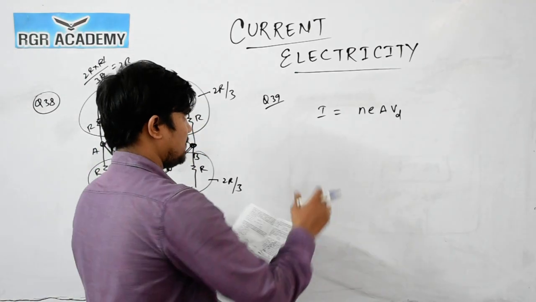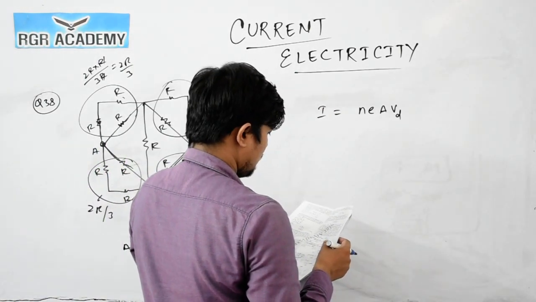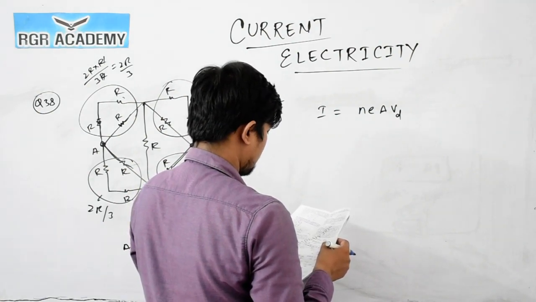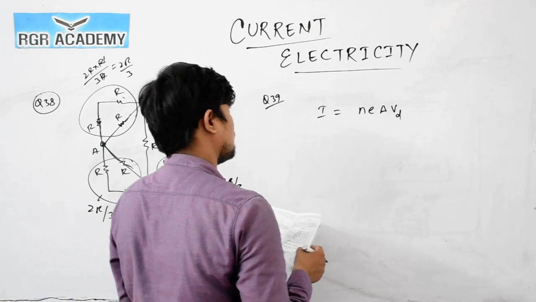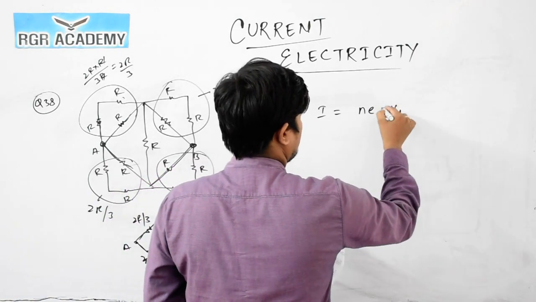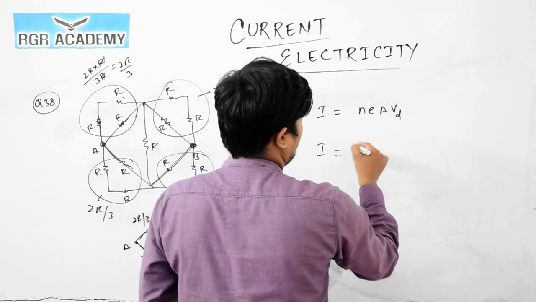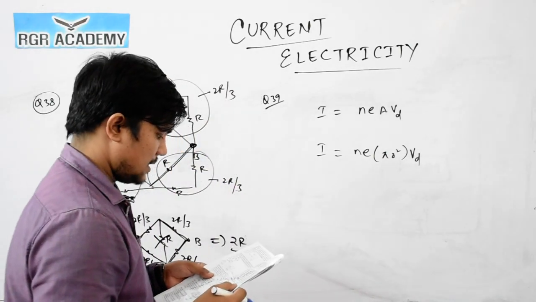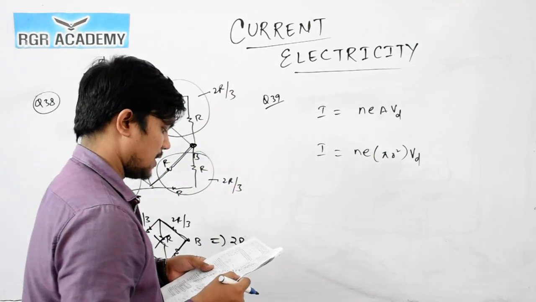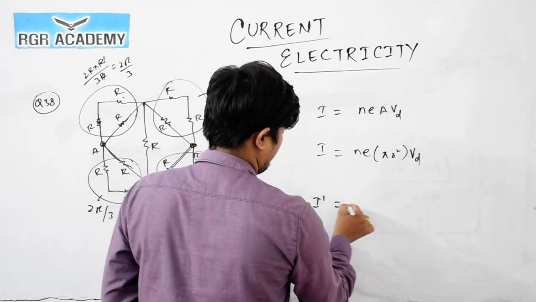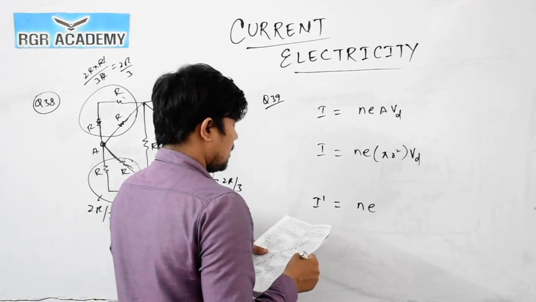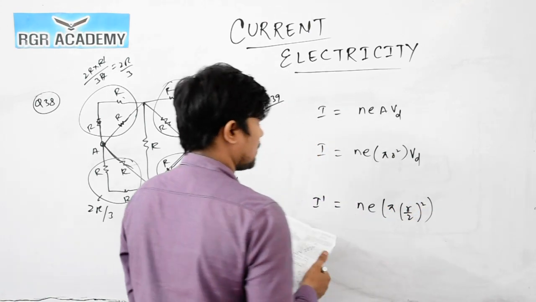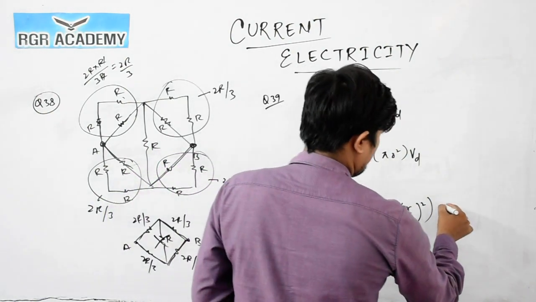So when the drift velocity is v, the current is I and radius is r. What is the current in another wire of half the radius? Actually, area we can write as A, so I we can write as NE, area is pi r square, into Vd. Clear? Now in the second case, I dash will be equal to NE into area. Area will be pi r square, so r is half of the radius, so r by 2, and drift velocity is 2v.